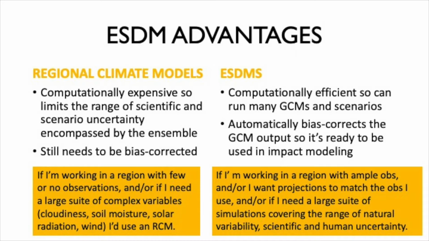On the other hand, if I'm working in an area that has a lot of observations and I want projections that exactly match those observations, like say I'm working with a city and a city uses 3 different weather stations in their planning, well, you can generate statistically downscaled projections for those 3 weather stations. So there's a 1-to-1 correspondence between the information they've already been using and the information you can provide for the future. And if what you want is temperature and precipitation, which you can easily downscale with a statistical model, sometimes you can even add humidity or solar radiation too.